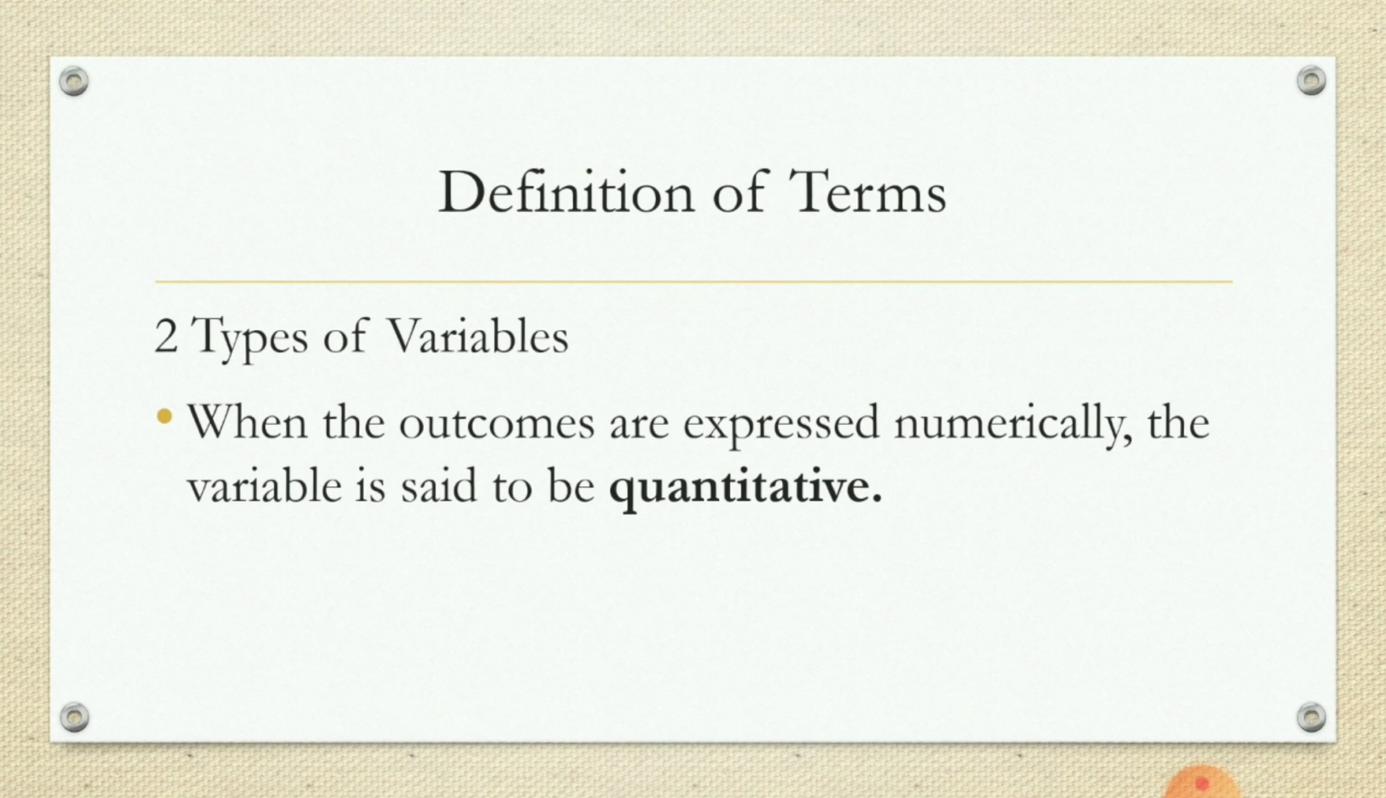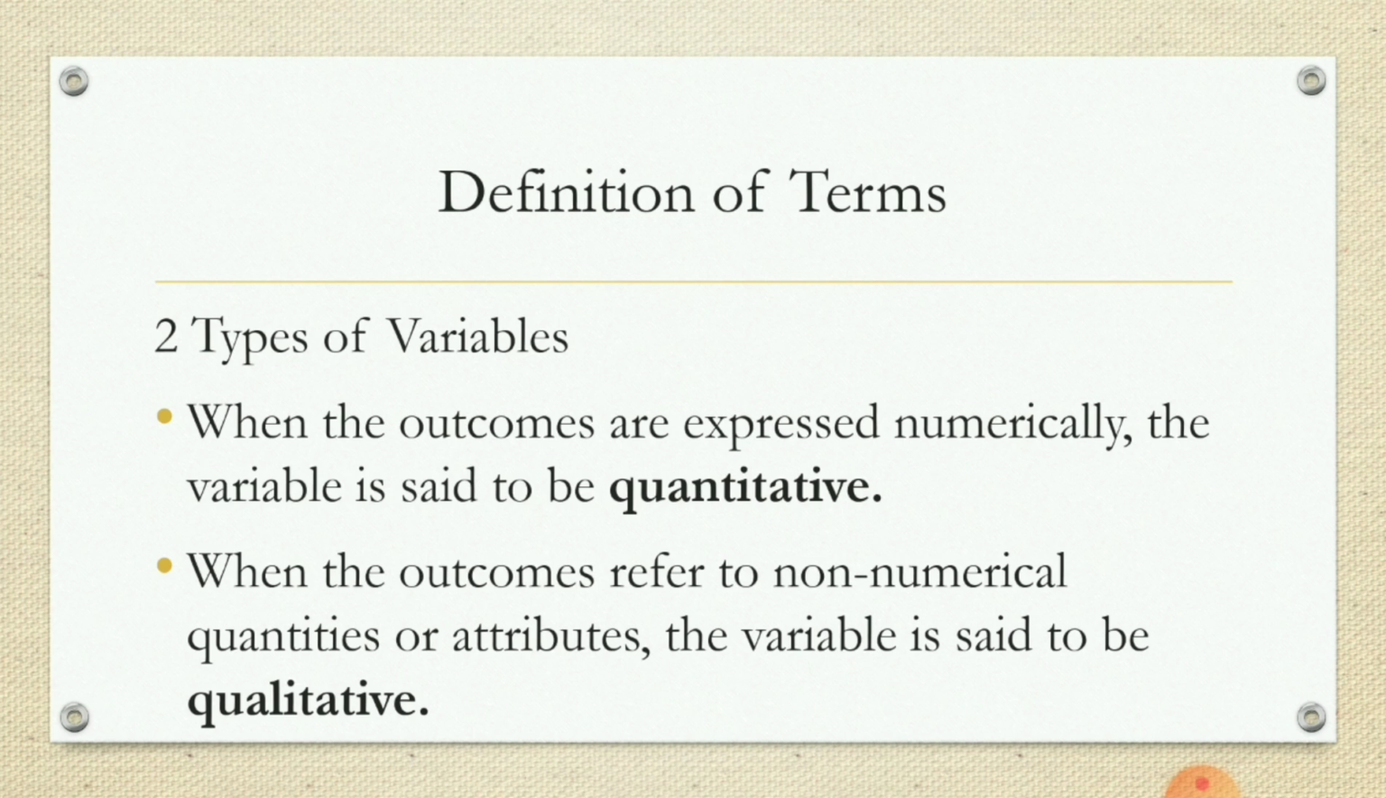We have two types of variables. First, we have the quantitative variable. When the outcomes are expressed numerically, the variable is said to be quantitative. In other words, this is a numerical value or these are numbers. On the other hand, we have the qualitative, which refers to non-numerical quantities or attributes. So when we say non-numerical, these are non-numbers such as qualities, something like that.